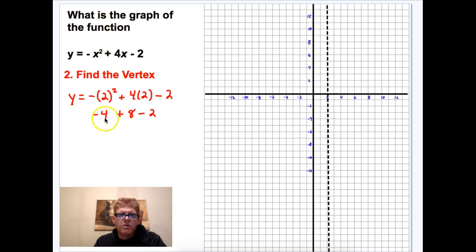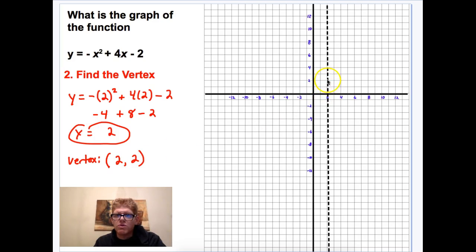And we add all those together. Negative 4 plus 8 is 4, minus 2 is 2. So the y value of our vertex is going to be 2, which means the coordinates for the vertex itself are going to be 2, which is the x value right here, and the y value also 2, for a coordinate of (2, 2). So our vertex will be right here at (2, 2).